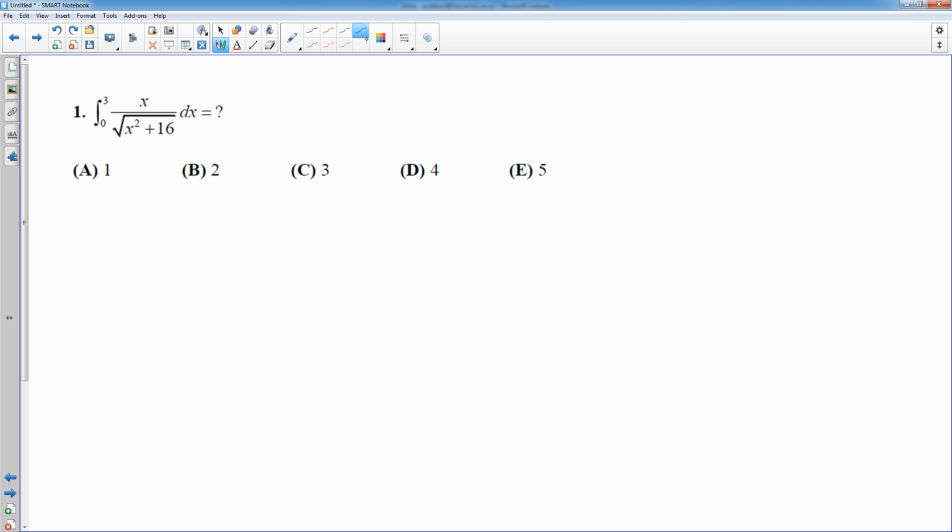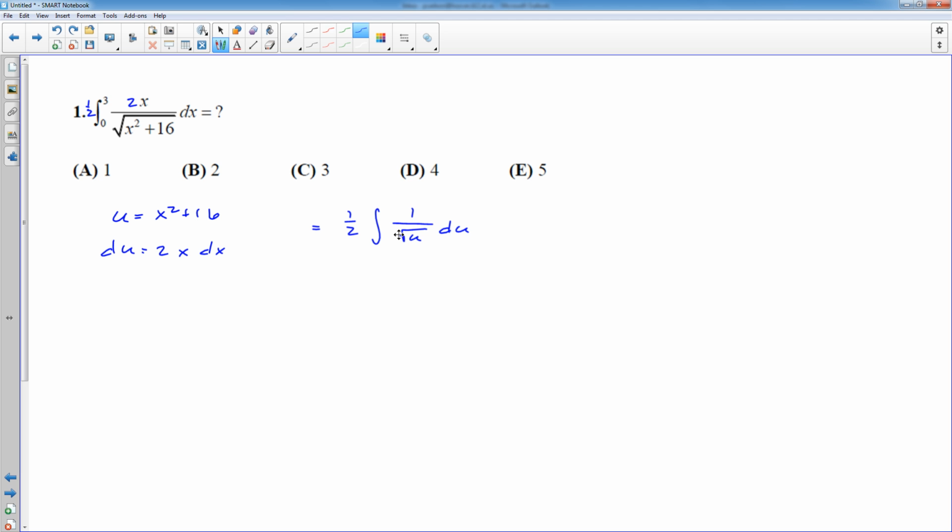Alright, so question number 1, I'm looking at this. The inside, x squared plus 16, has a derivative that is almost on top, so I'm going to do u-sub. du would be 2x dx. I'm missing the 2, so I'll put a 2 offset with a 1/2. So this is going to turn into the antiderivative 1/2, 2x dx becomes the du, 1 over root u.